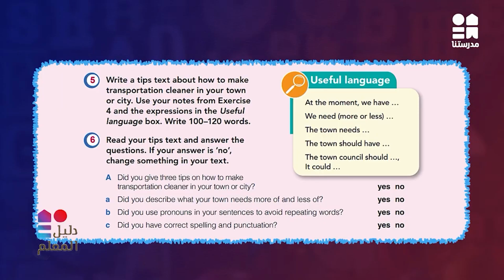Students peer correct each other's work at the beginning of the next lesson if they did the writing task for homework. Now for exercise 6, students are to provide feedback to their own tips texts. Read the instruction to the class. Students read the 4 questions and check that they have answered yes to all of them.